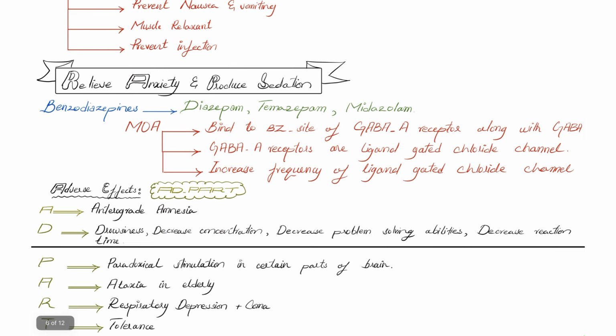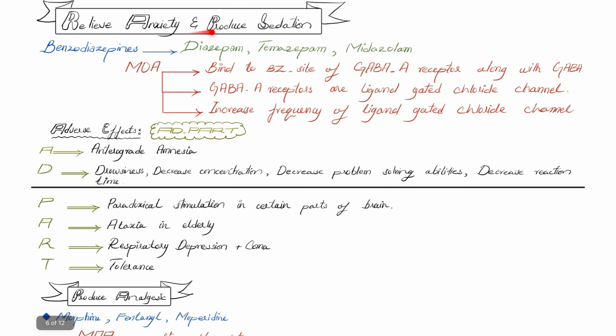Now let's first jump to medications which are used to relieve anxiety and produce sedation. It is benzodiazepines, for example diazepam, temazepam, midazolam. We will talk about this group of drugs in detail in our pharmacology lectures. The mechanism of action of benzodiazepine is that it binds to the benzodiazepine site of the GABA A receptor along with GABA. GABA is an inhibitory neurotransmitter. It stands for gamma aminobutyric acid. GABA A receptors are ligand gated chloride channels. These drugs increase the frequency of ligand gated chloride channel opening. So that's why this acts as a muscle depressant, a CNS depressant.